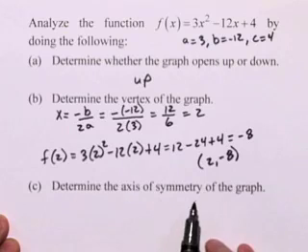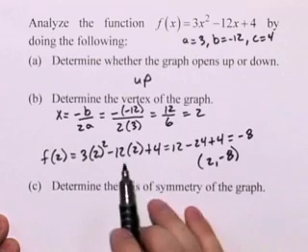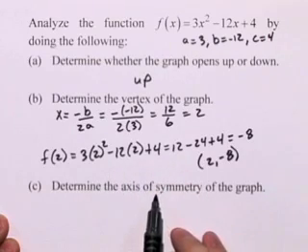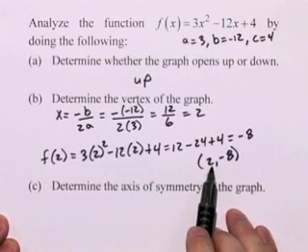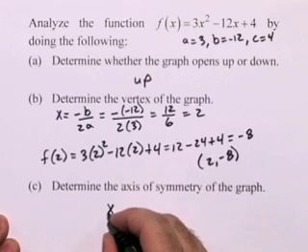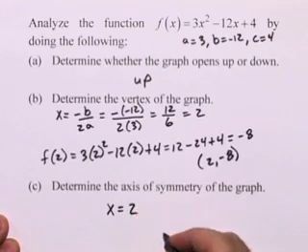Next, we want to determine the axis of symmetry of the graph. The axis of symmetry is a vertical line that passes through the vertex. The x-coordinate of the vertex we found to be 2, so our axis of symmetry is the vertical line given by x is equal to 2.